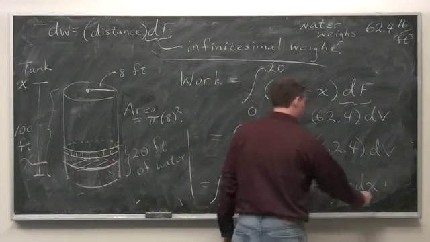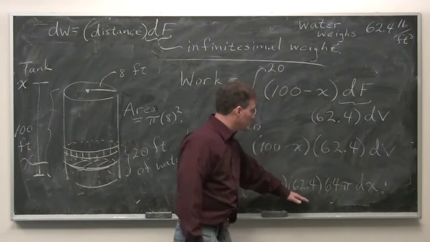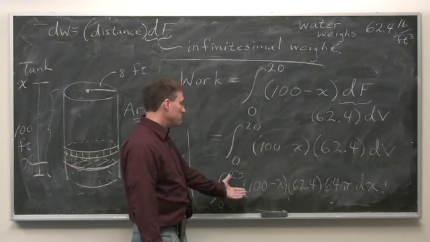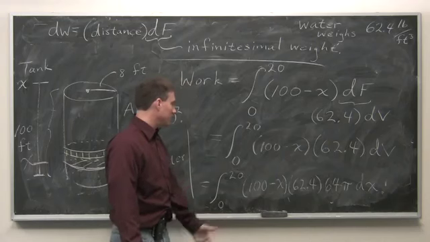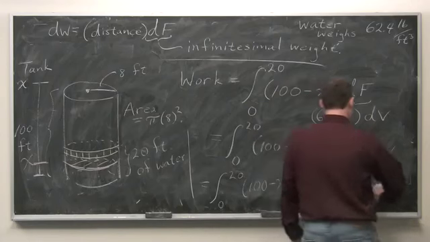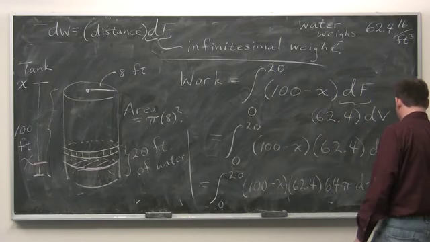And I'm not going to finish this integral, but the 62.4 and the 64 pi are constants. You just pull those out. You integrate 100 minus x with respect to x. That's easy, and you evaluate from 0 to 20. And this comes out in foot-pounds.